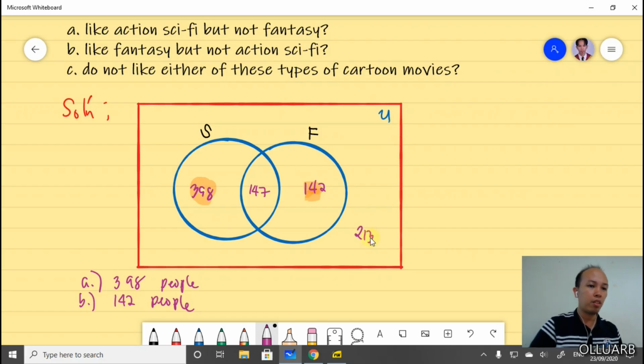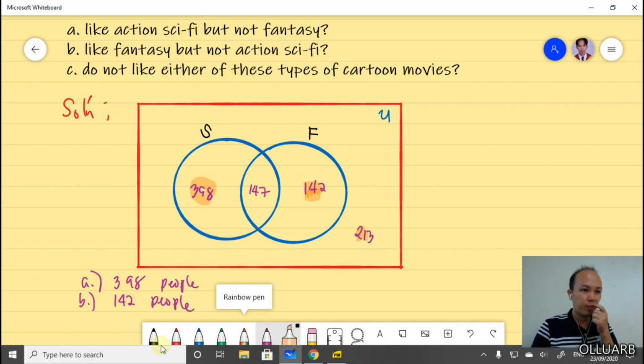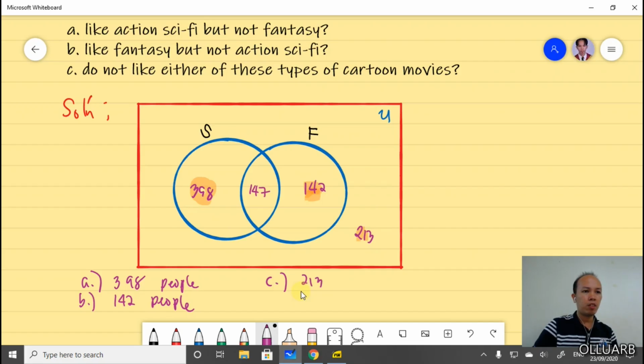For letter C, do not like either of these types of cartoon movies. The answer is 213, outside. Let's wait for the program again to respond. Okay, so for letter C, we have 213 people.